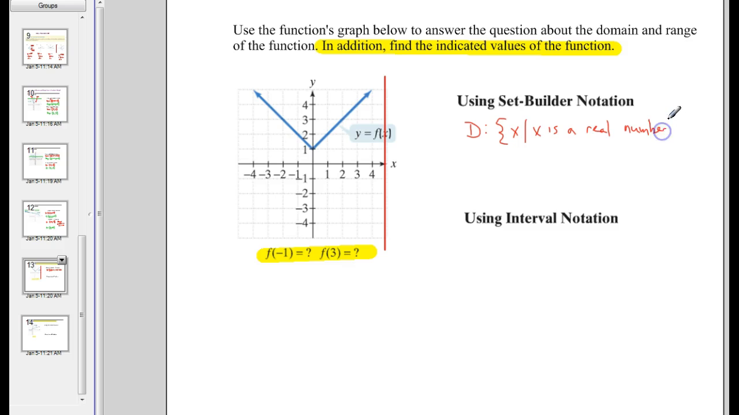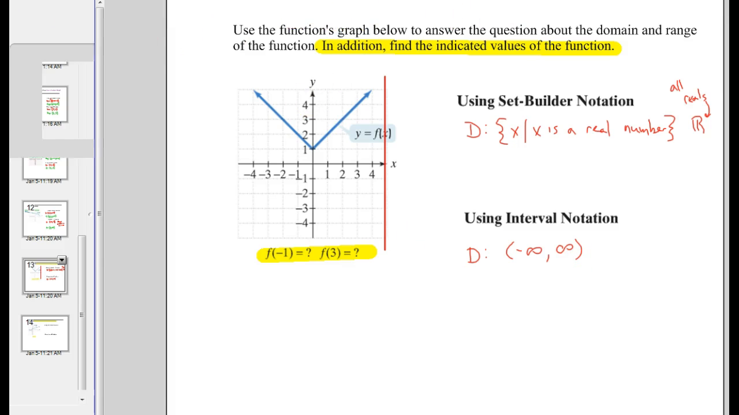Alright, but the symbol, we have a symbol for that, and it's this little double-back R, which means all real numbers, or just all reals. Any real number has a graph, either on the x-axis or in this case above it. In interval notation, the way we write all real numbers is we start with negative infinity and go all the way to positive infinity.